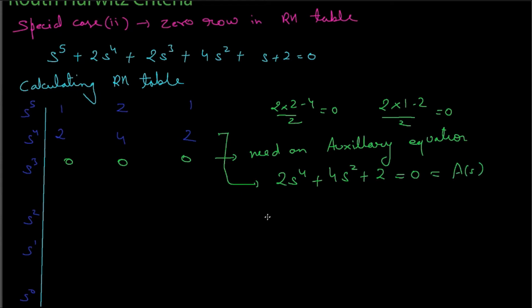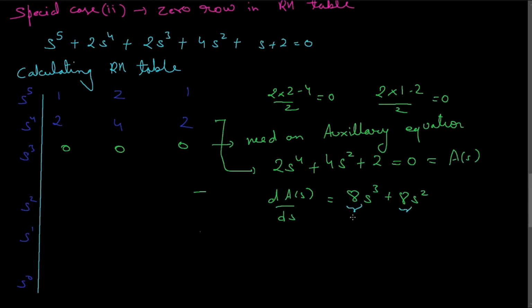We will differentiate this equation and we will get following term. We will replace the coefficients of the differentiated auxiliary equation in the all zero element row, which will be replacing 0 0 by 8 8. But here we can see one thing, that in both elements 8 is common. We can take the common value of 8 out and we will be left over with 1 1, which will be easier to calculate.